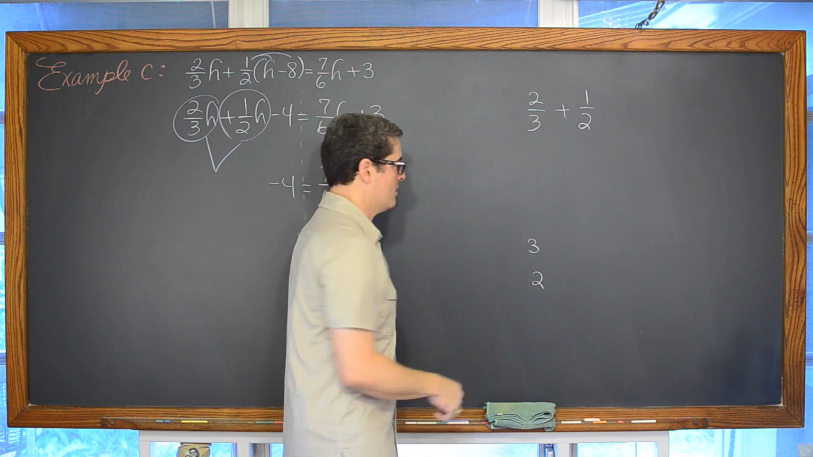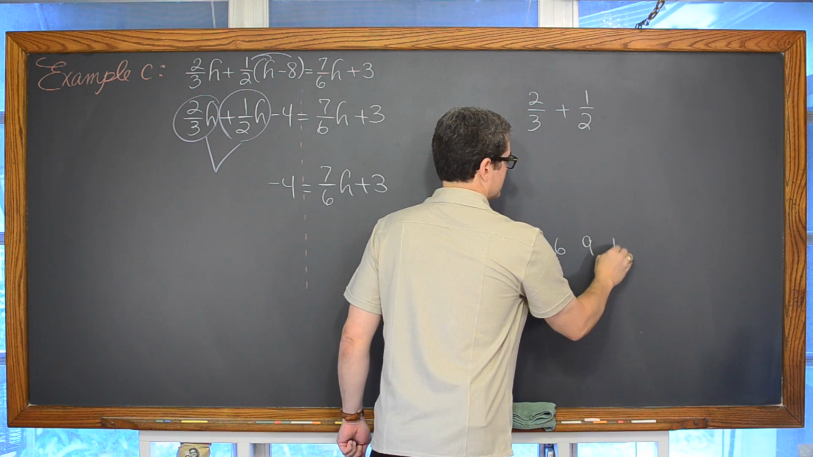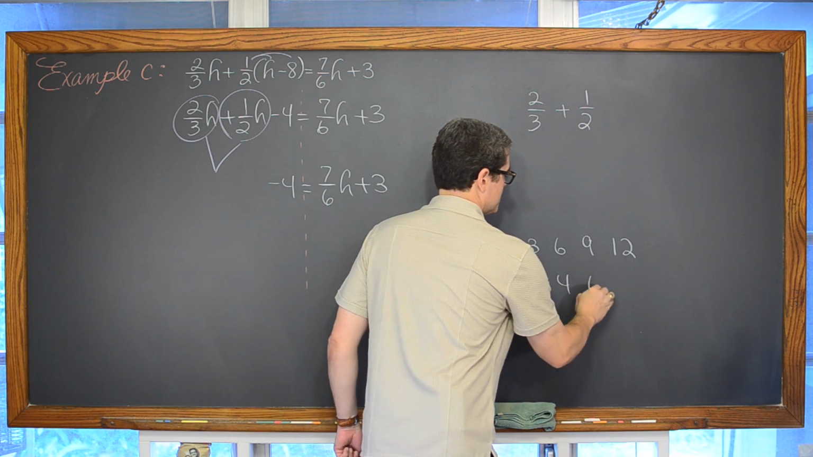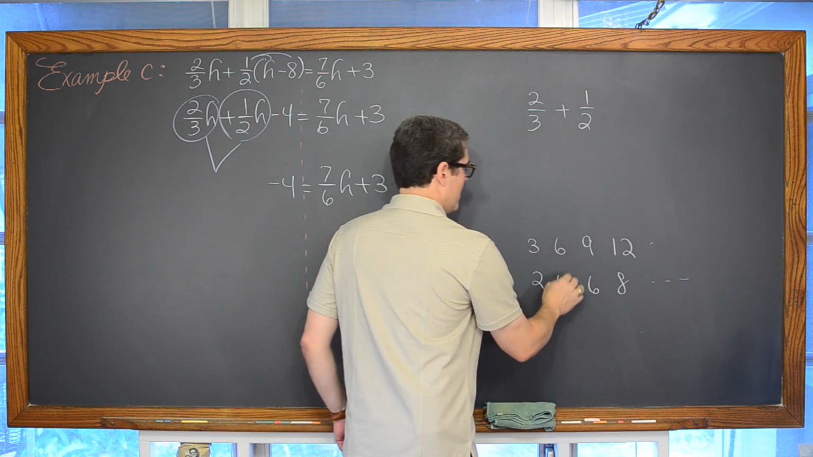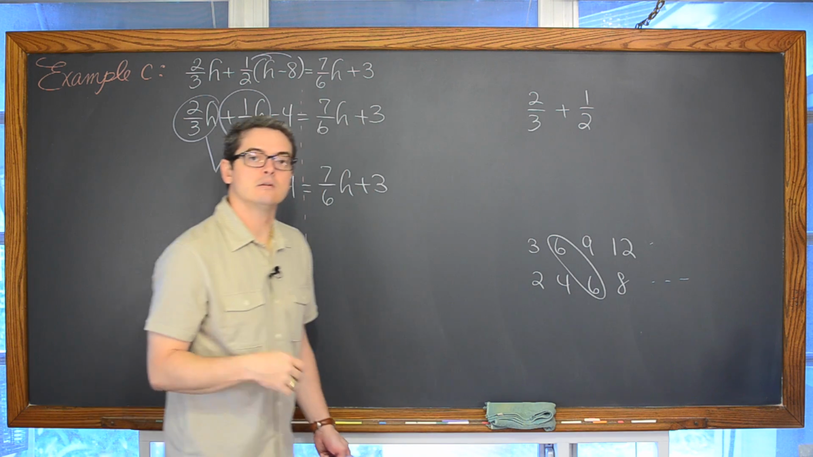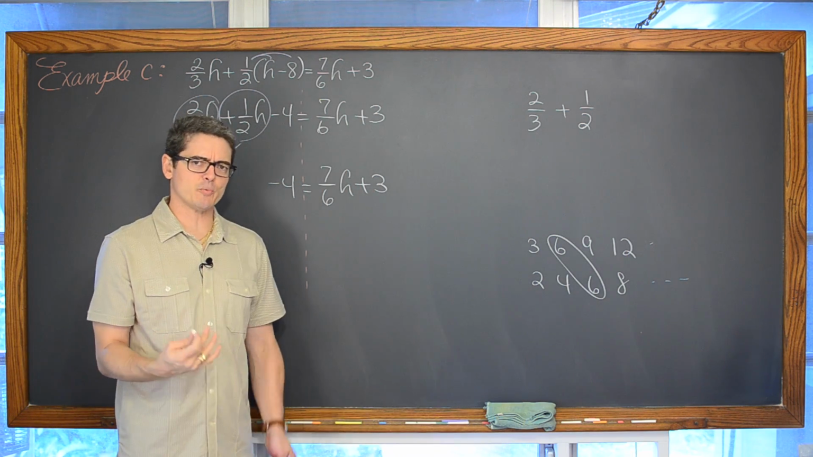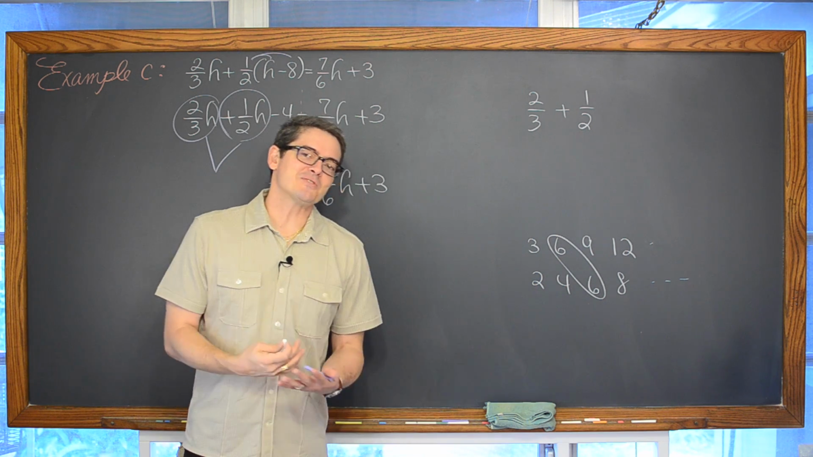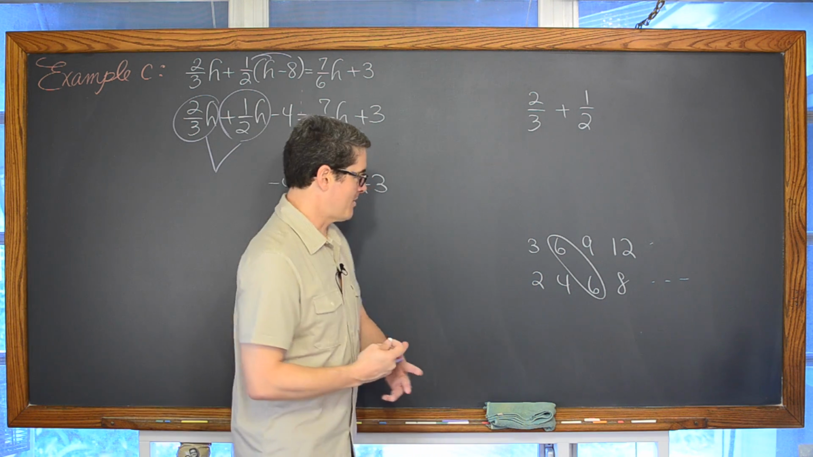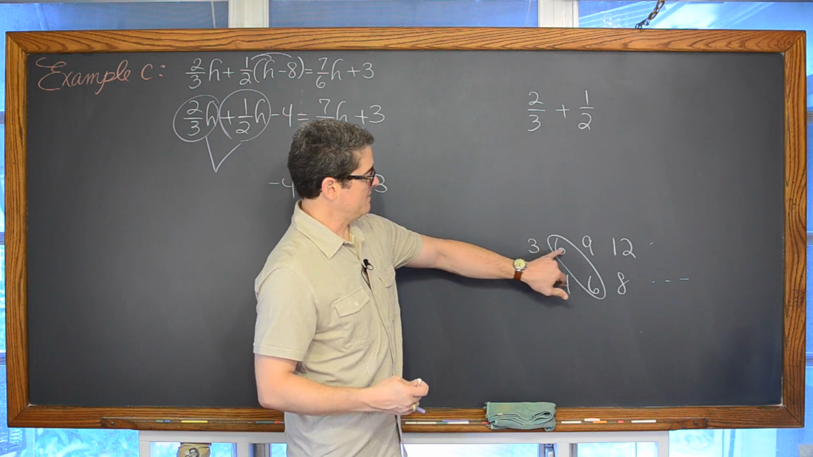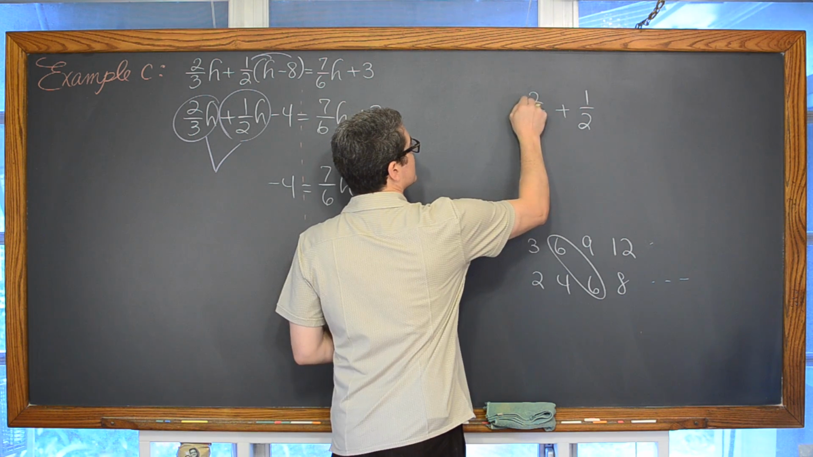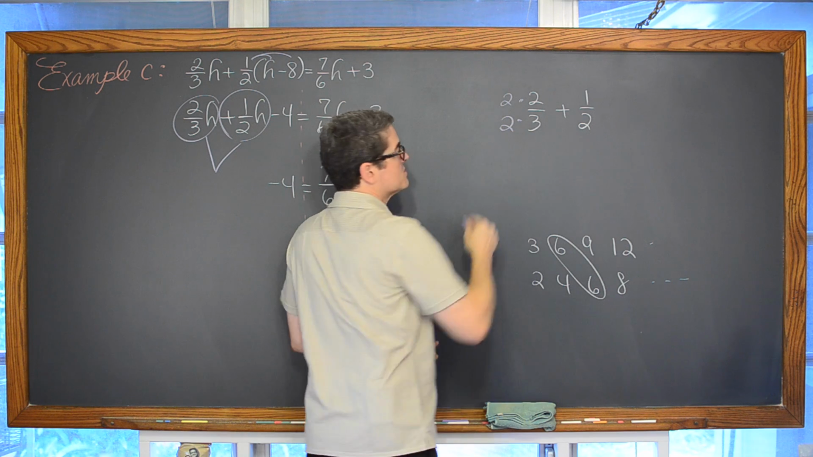Multiples of 3 are 3, 6, 9, 12, and so on. Multiples of 2 are 2, 4, 6, 8, and so on. Oh, yes, okay, we do have our lowest common multiple. There's other common multiples, but for convenience sake, you should have the common denominator be the lowest common multiple. So we need to take the 3 and multiply it by 2. So we're going to multiply the numerator and denominator by 2.